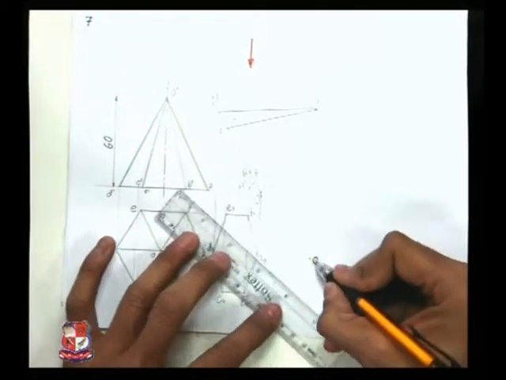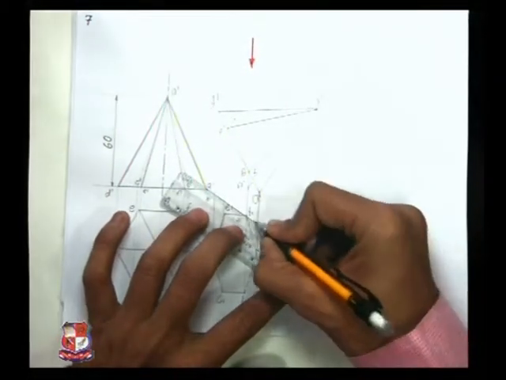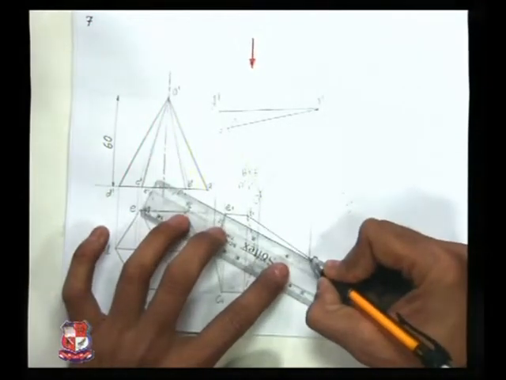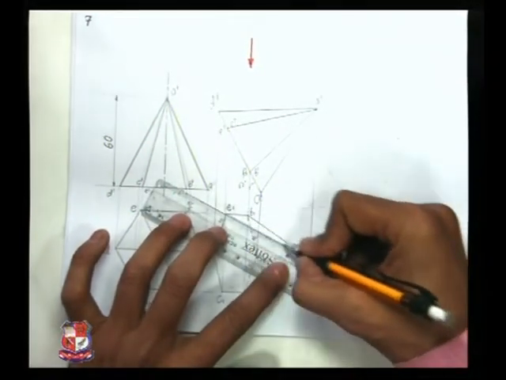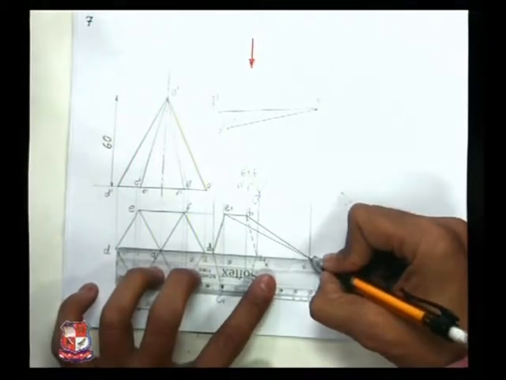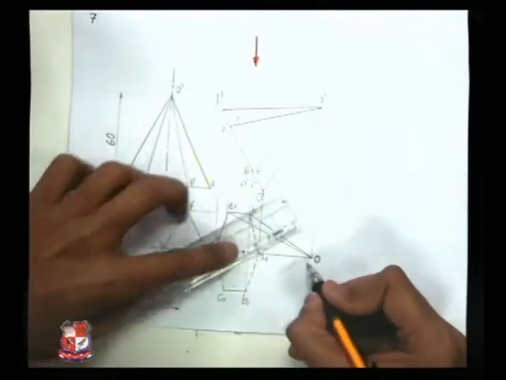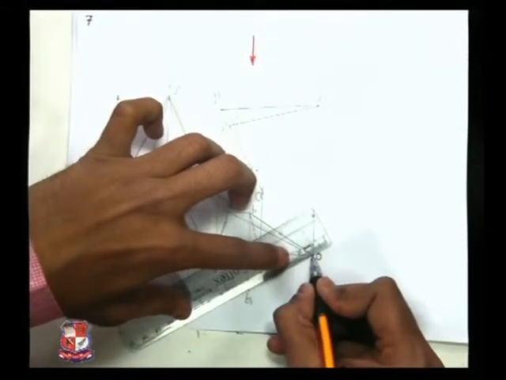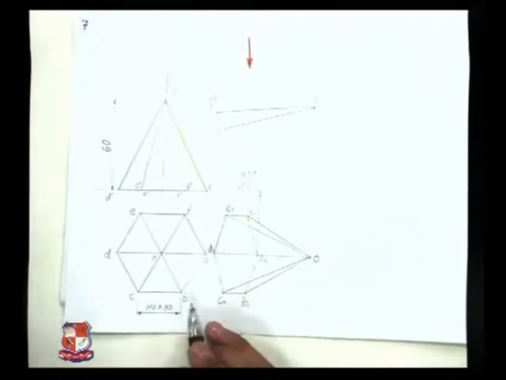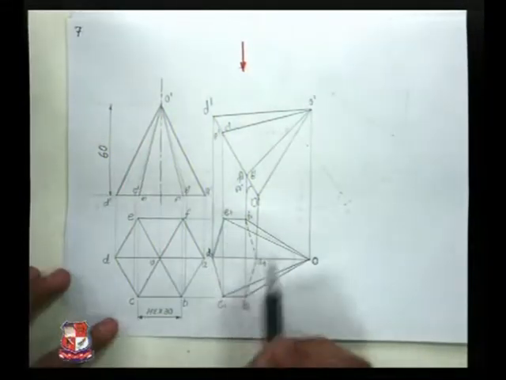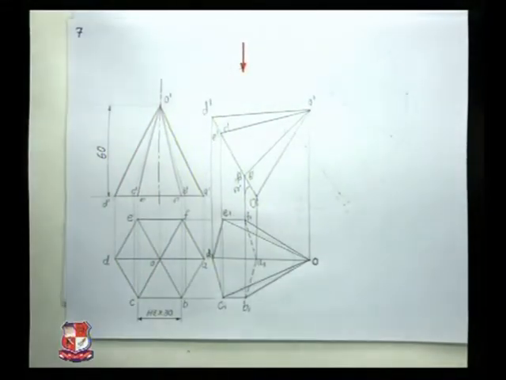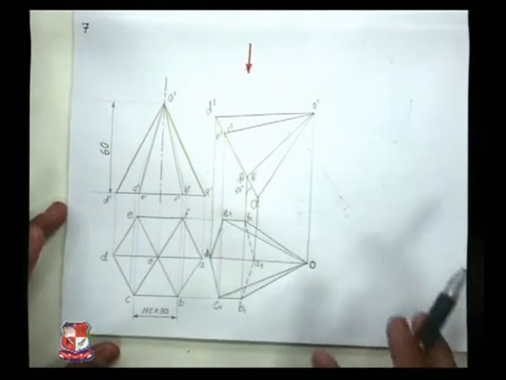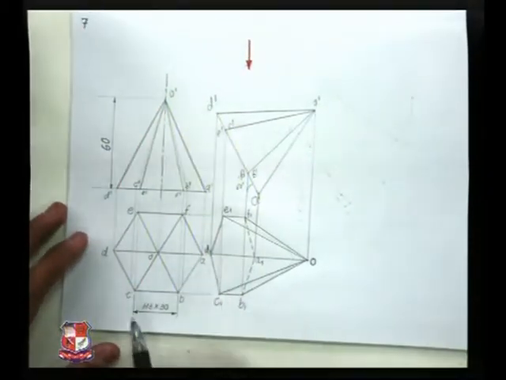And join these points with apex point O, O to F1, O to E1, that would be full line, O to D would be full line, O to C, that would be full line because it's fully visible to us, and O to B, it's also full line. So this is the top view of given condition. So till now we have drawn the projections of solid of the given problem.